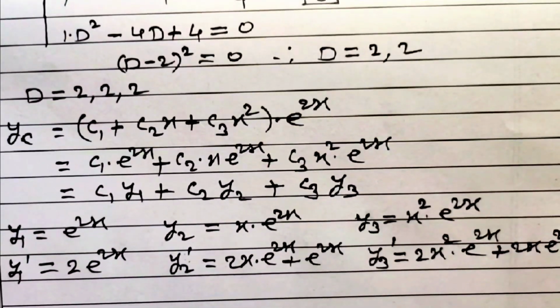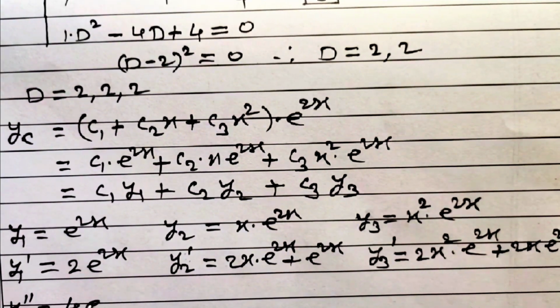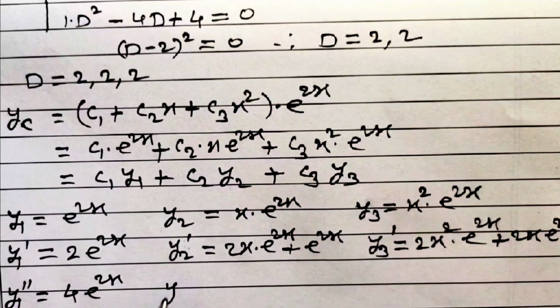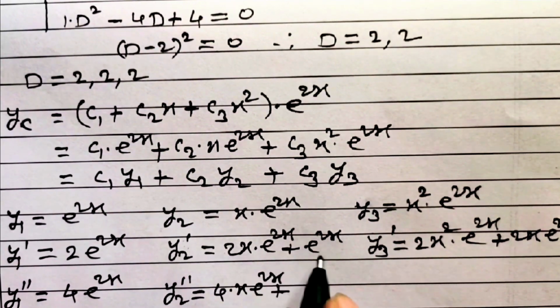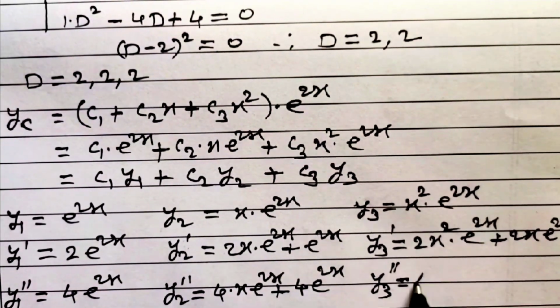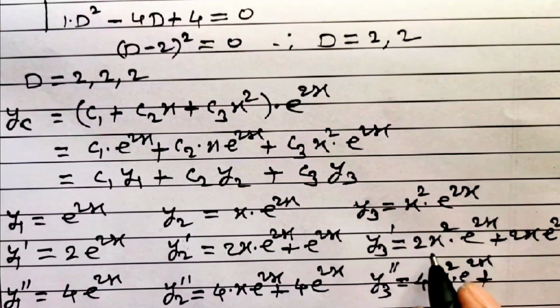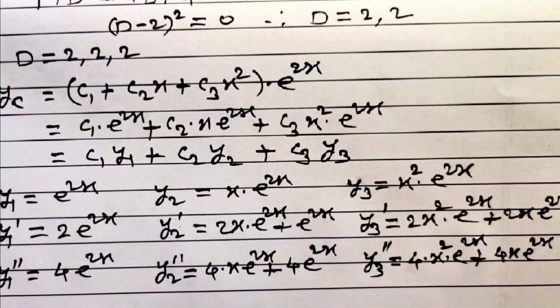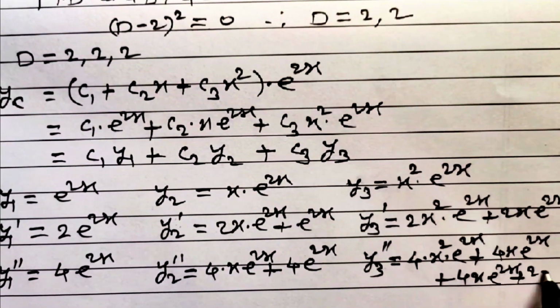Once again we have to differentiate this. y1 double dash is equal to 4 times e to the power 2x, y2 double dash is equal to 4 times x into e to the power 2x plus 2 into e to the power 2x plus 2 into e to the power 2x, that becomes 4 into e to the power 2x. y3 double dash is equal to 4 into x square e to the power 2x plus 4x e to the power 2x plus 4x e to the power 2x plus 2 e to the power 2x.